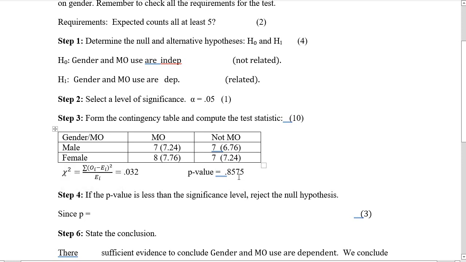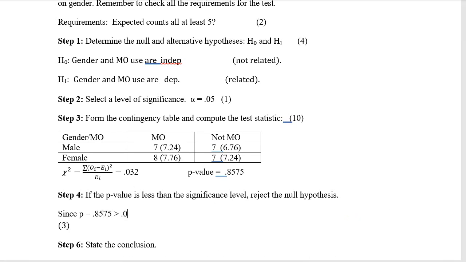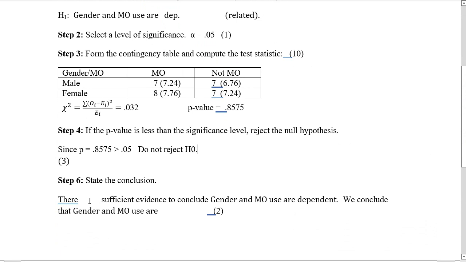Our p-value is 0.8575. If your p-value is less than the significance level, we'll reject the null. Since our p-value, 0.8575, is greater than 0.05, we do not reject. So we're not going to reject H0. And then we want to state our conclusion to finish up. So if you do not reject, that means that there is not sufficient evidence to conclude the alternative hypothesis, which is gender and mobile-only are dependent.